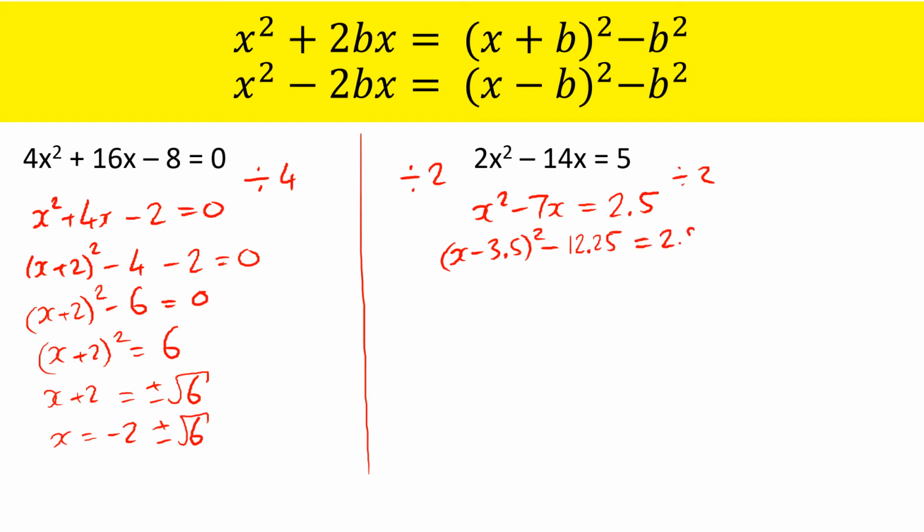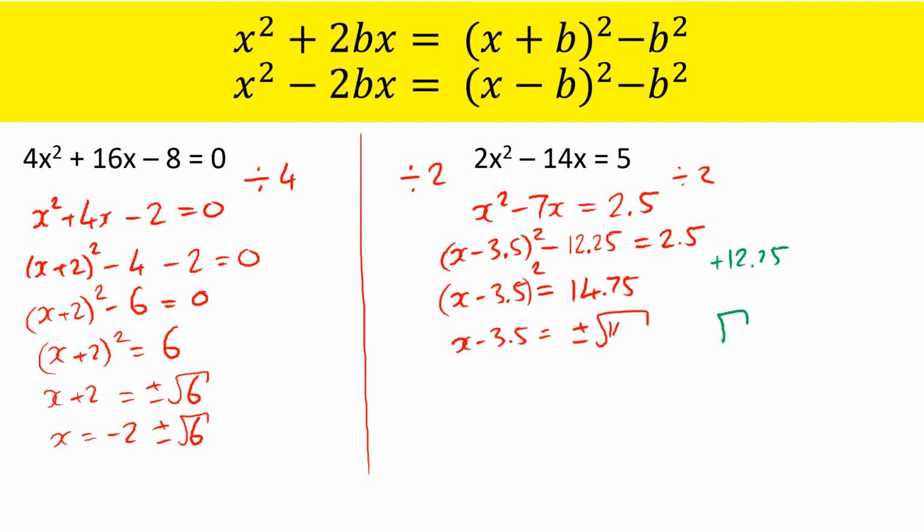is equal to 2.5. And then it's the same as what we did last week, so we're going to add the 12.25 across. We are going to need to square root that. Don't forget the plus or minus. And then we're going to need to add the 3.5.